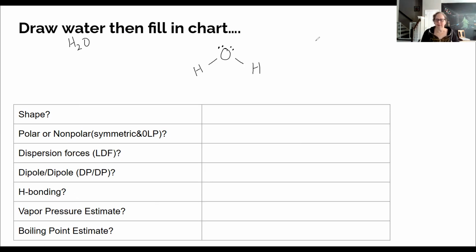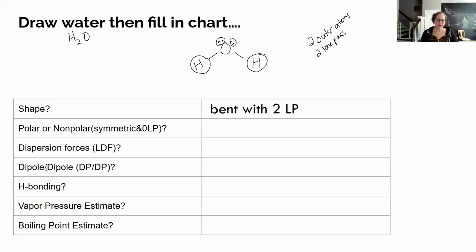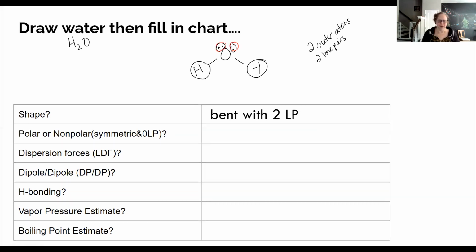Okay. My shape: 2 outer atoms, hydrogen and hydrogen, and 2 lone pairs, unbonded electrons on the center atom. When I look on my table, that is a bent structure. Polar or non-polar? If you see 1 to 2 lone pairs, unbonded electrons on the center, it is polar. So this guy is polar.